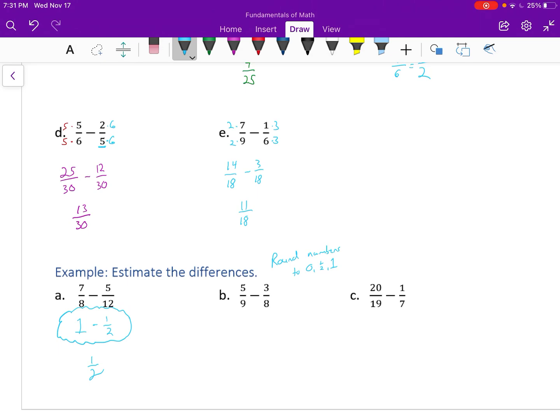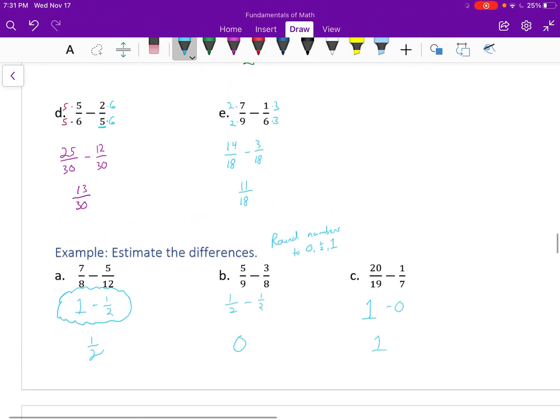Next one, well, this is close to 1/2 minus close to 1/2. So this is going to be pretty close to 0. That's our estimate. Is it 0? No, it's not 0, but it's close to 0. And then part C, 20/19. That's really close to 1. It's a little bit over 1. Minus 1/7. Well, 1/7 is close to 0. So 1 minus 0 is about 1. So we're estimating that's about 1. And that is subtracting.